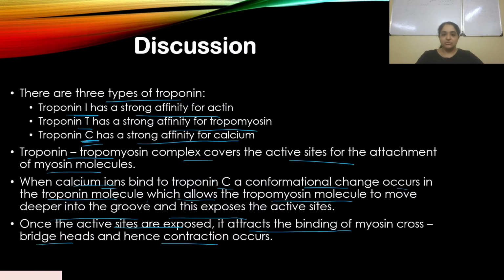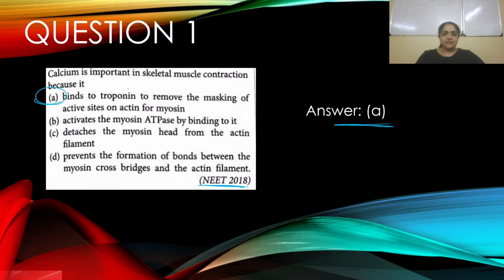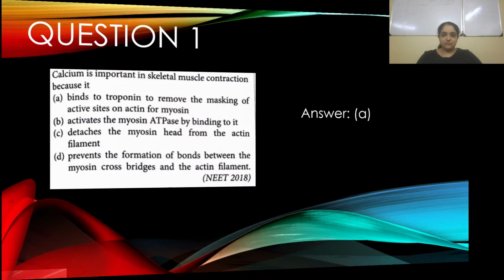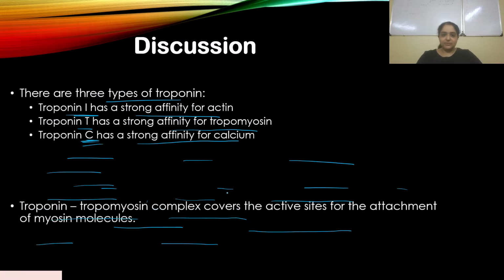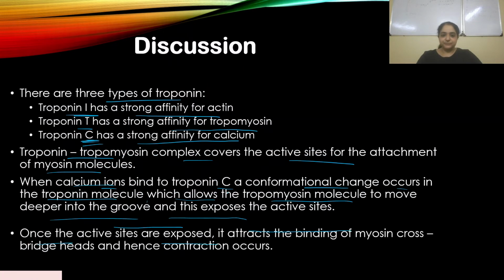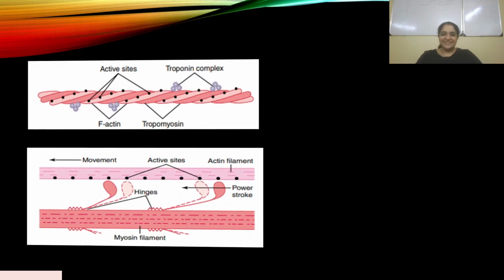If you go back to our question here, calcium is important in skeletal muscle contraction because it binds to troponin to remove the masking of active sites on actin for myosin. So clearly A is the answer, and this appeared in NEET 2018. I hope the diagram helped you understand a bit better. Let me know in the comments if you like the diagrams that I put here.